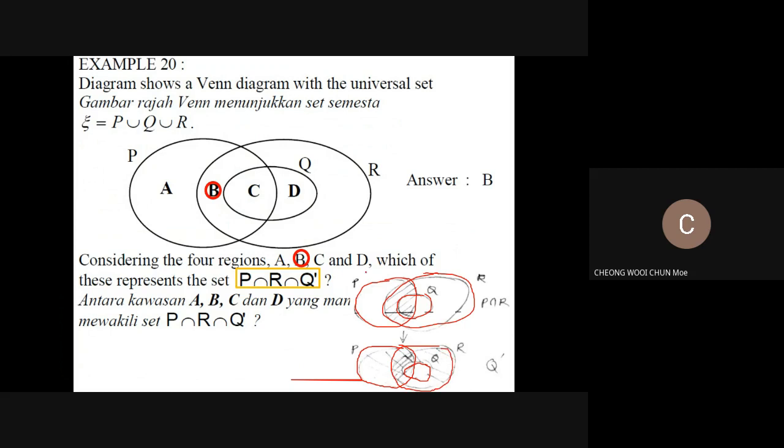Okay, then P intersect R, P intersect R. Another one is complement of Q, complement of Q. There is no bracket, that means you start with the front first. P intersect R, P and R touch together only. P and R touch together is here, here. You see? Here only. Then Q complement means outside of Q, go to here.